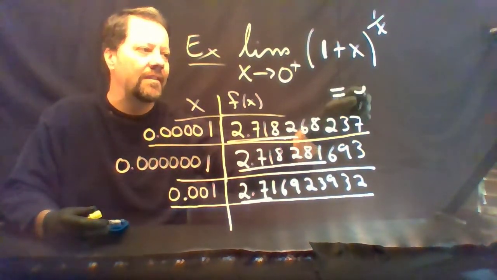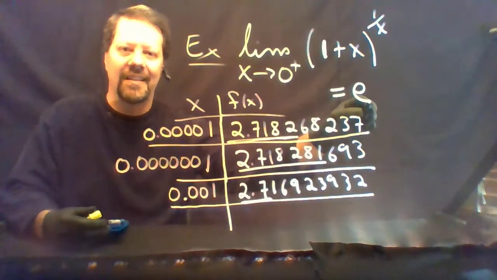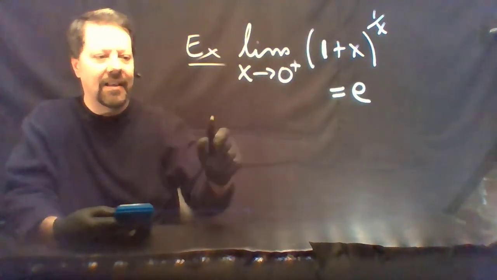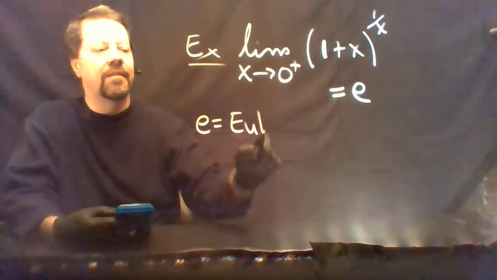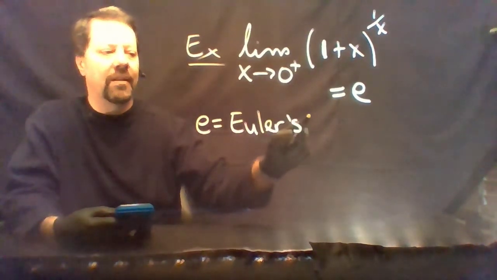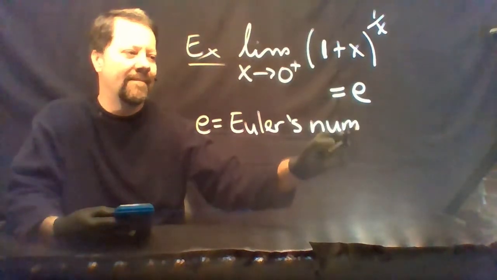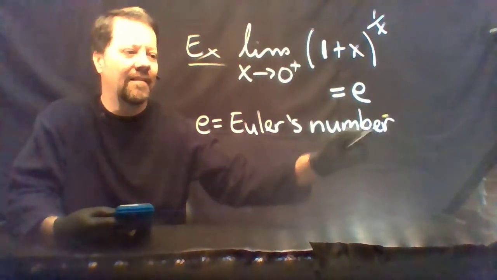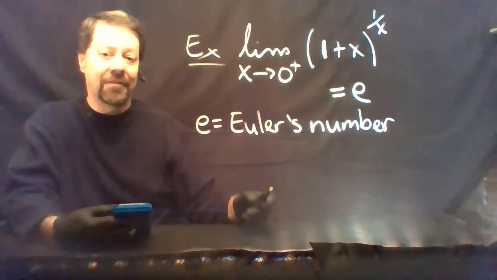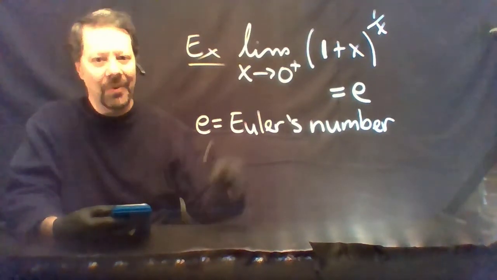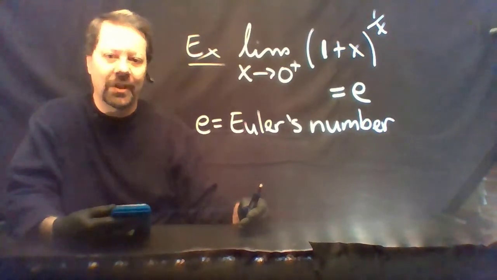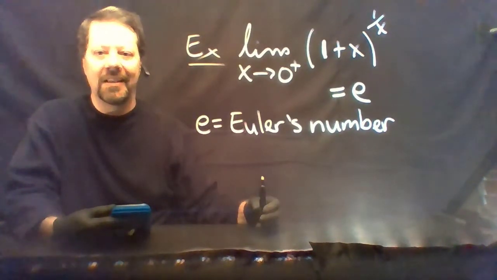It's called e. e is called Euler's number, after the Swiss mathematician Leonhard Euler, who ended up, by the way, working for the Tsarina in Russia.